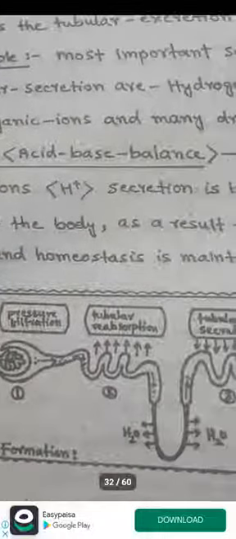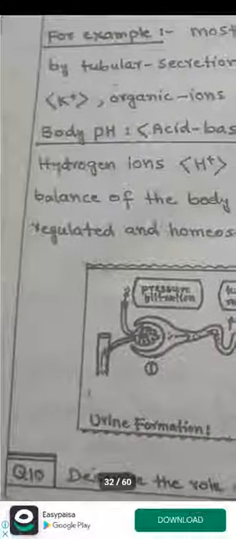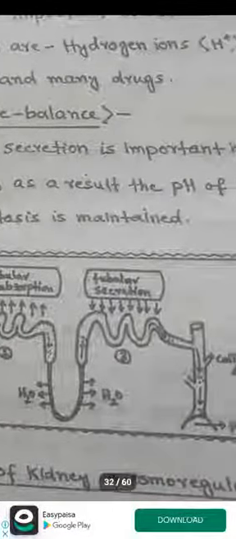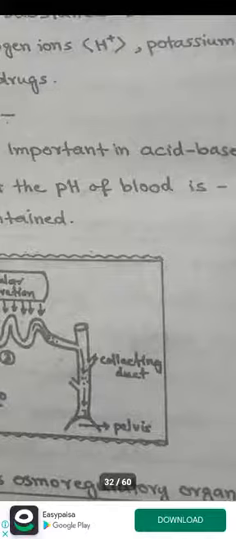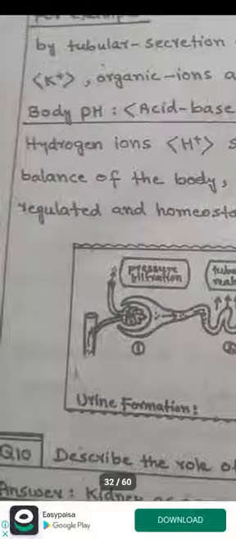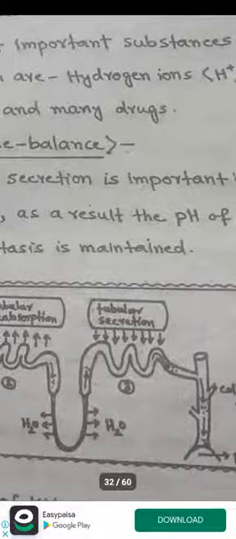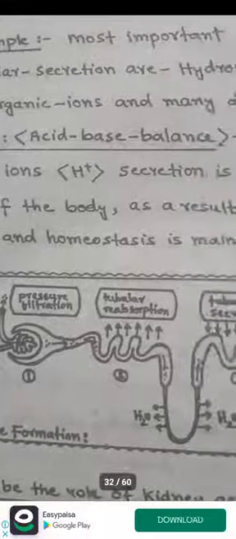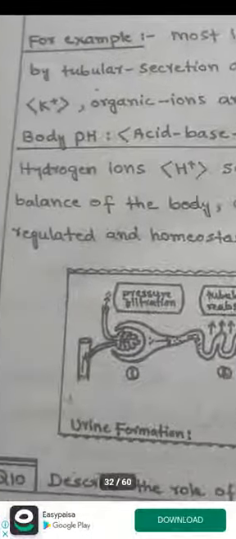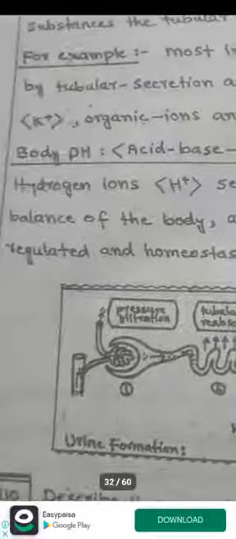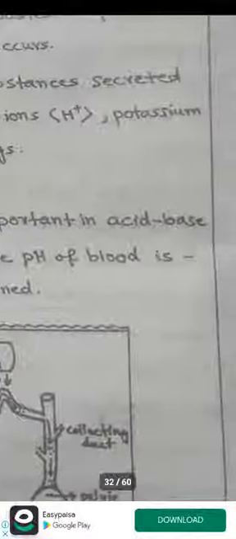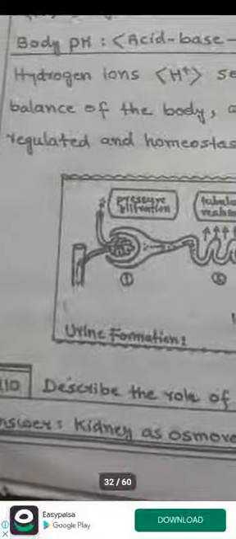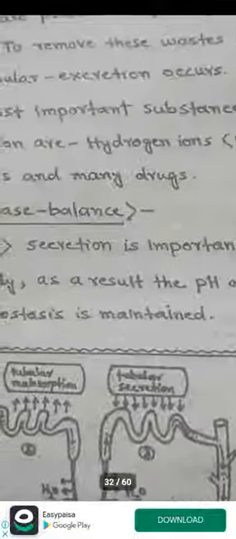Body pH, acid-base balance. Hydrogen ion, H plus, secretion is important in the acid-base balance of body pH. As a result, the pH of blood is regulated and homeostasis is maintained.